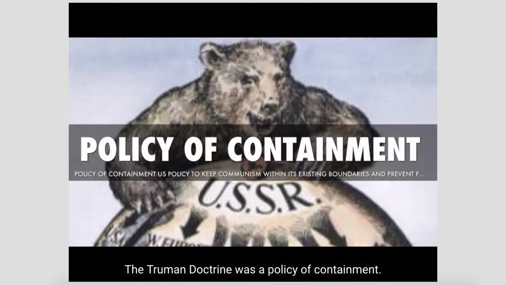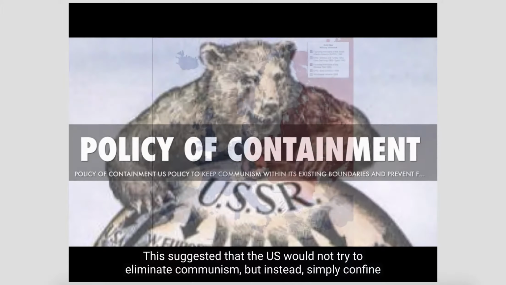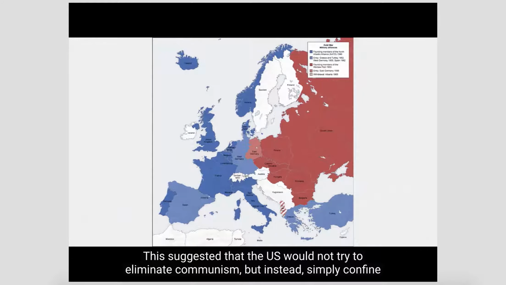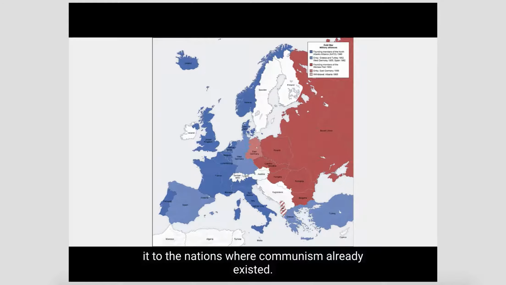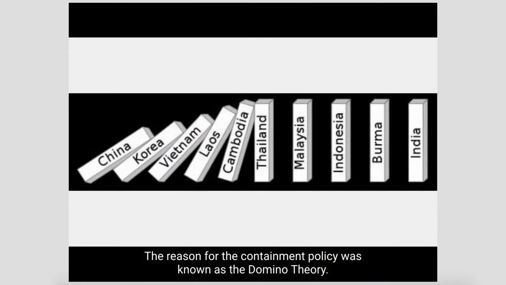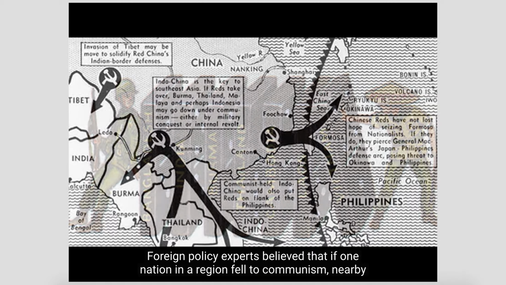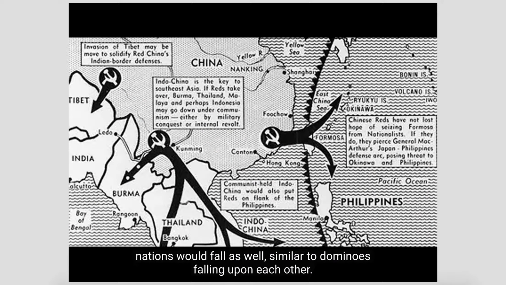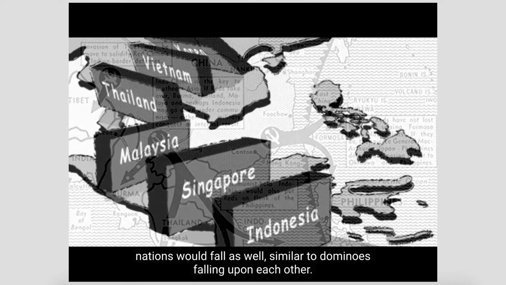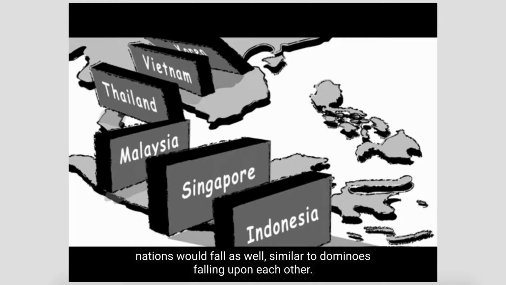The Truman Doctrine was a policy of containment. This suggested that the U.S. would not try to eliminate communism, but instead simply confine it to the nations where communism already existed. The reason for the containment policy was known as the domino theory. Foreign policy experts believed that if one nation in a region fell to communism, nearby nations would fall as well, similar to dominoes falling upon each other.